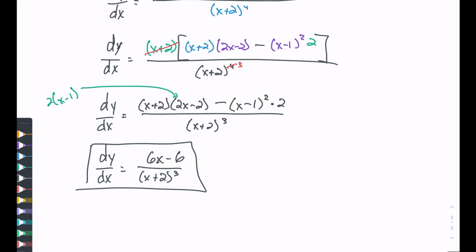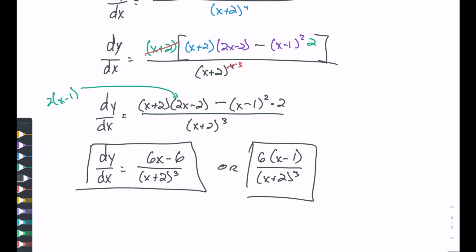And if we were looking at an IB exam, if we left it like this, we would probably not get full marks. We would want to go here. Now, if you wanted to go here, or if you wanted to say 6 times x minus 1 over x plus 2 cubed, I don't think that's really going to matter one way or the other, but you definitely want to do a quick scan, a quick check. Is it going to make sense for me to try to simplify this, or is it not?